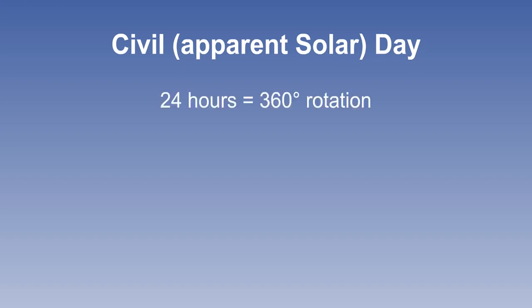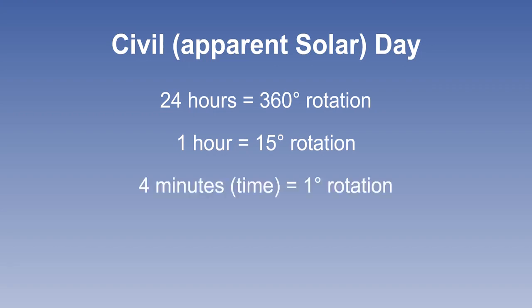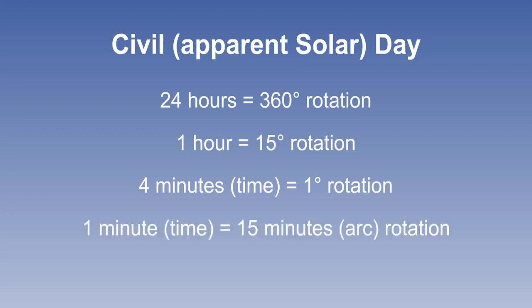The Earth therefore rotates one full rotation of 360 degrees with respect to the mean Sun in 24 hours. This is equivalent to rotation of 15 degrees of longitude in 1 hour, or 1 degree of longitude in 4 minutes, or 15 minutes of longitude in 1 minute of time.